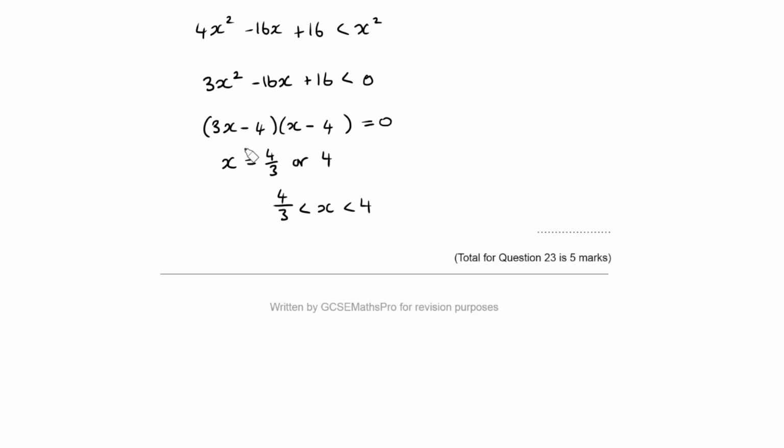So just be careful with these ones that have a context. My actual answer would have to be: x has to be between, obviously being 2 would be 0, so it has to be more than 2, doesn't it? And then between 2 and 4. Okay, so just be careful of the context there. And that is obviously 5 marks.